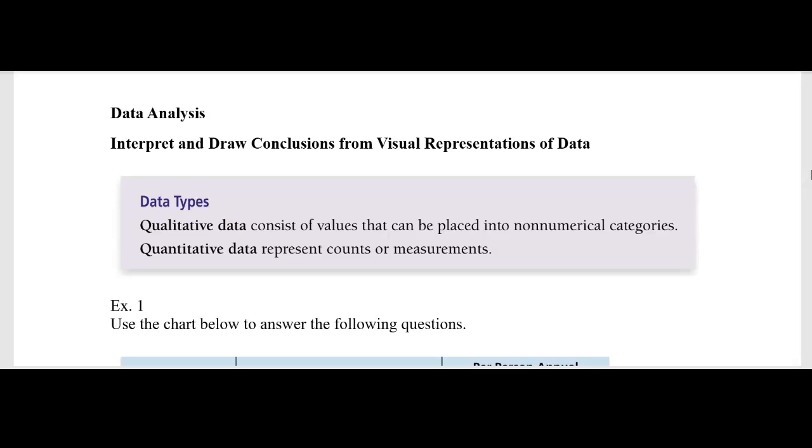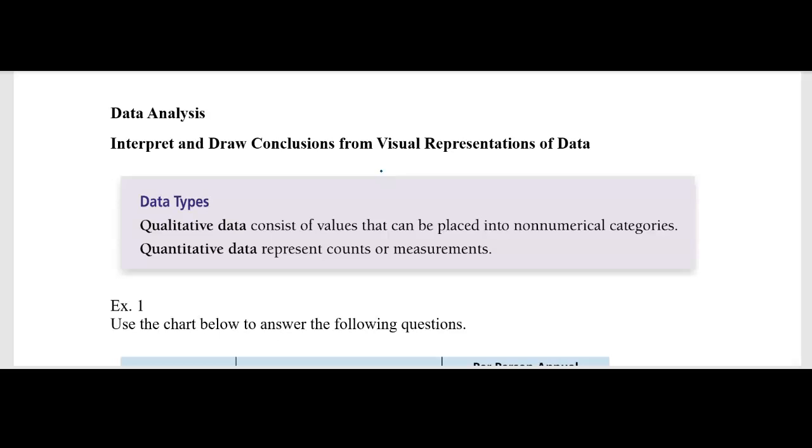This is going to be part one of two, since we have a lot to cover over this next couple of sections. First, we're going to start with interpreting and drawing conclusions from visual representations of data, meaning we're going to look at the different types of data, look at graphs, and do some reading of those graphs so that we can answer certain questions with the data that we're given.